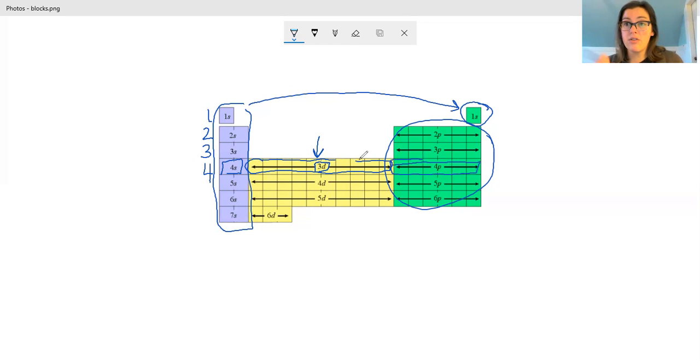So we look at both the block as well as the period number to see what our last sublevel is. Now we can use our shortcut. So that was a brief overview on using the location on the periodic table. Now let's talk about how do we use a shortcut for making our electron configuration shorter.